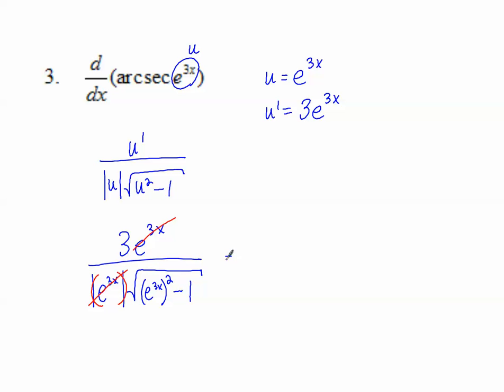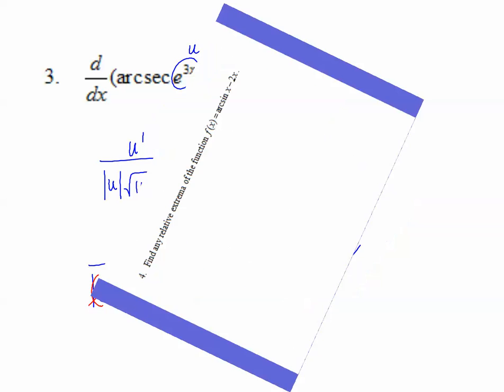Therefore, we can cancel it, divide it out of the numerator as well. Another thing we can do to clean it up is e to the 3x squared is e to the 6x. So 3 over the square root of e to the 6x minus 1 is probably what you would see on a multiple choice selection. Let's go ahead and apply this.